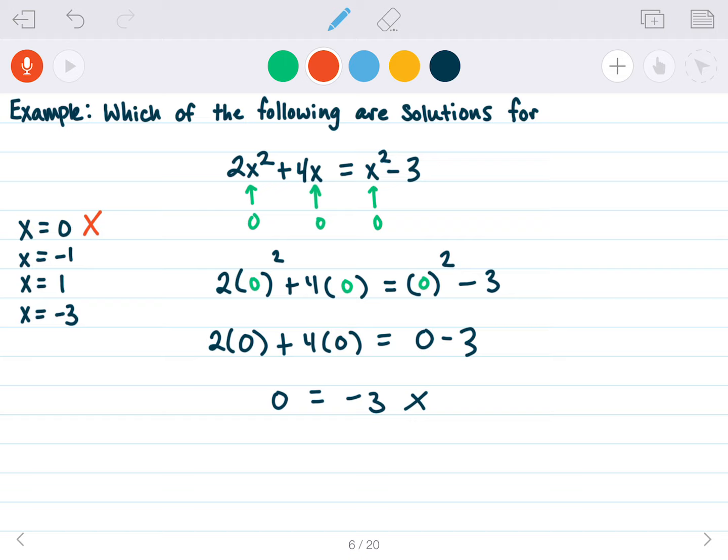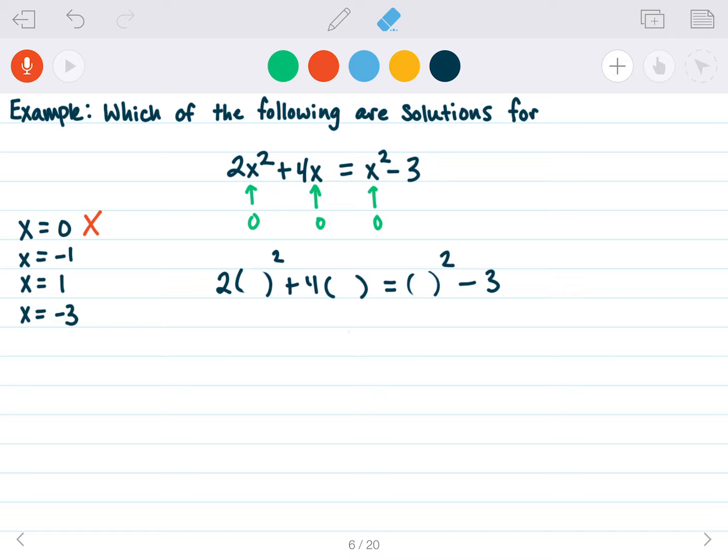Now let's go on to the next one, which is x equals negative 1. So I'm just going to go back to this, and instead of 0, I'm replacing all of my x's with negative 1. Anywhere I see an x in my original equation, I'm subbing in a negative 1 to check if it's a solution.